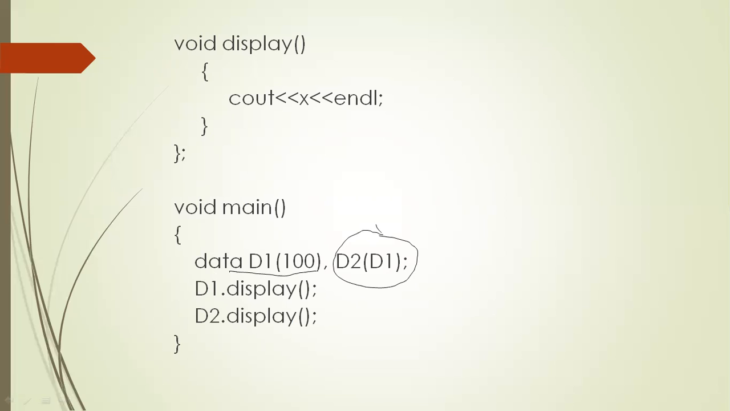Otherwise, if the copy constructor is not there, what you have to do is d2 equal to d1, then you call d1.display, then d2.display. With the copy constructor, automatically the content of one object is copied into another object.